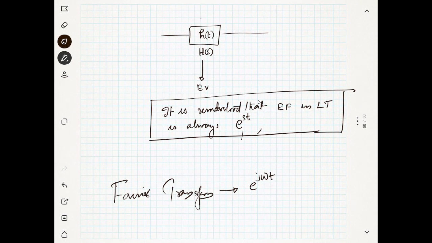I am not talking about Fourier series. Fourier series is having another eigenfunction, slightly different. So if you change the eigenfunction, you will get a different transform. You understood?